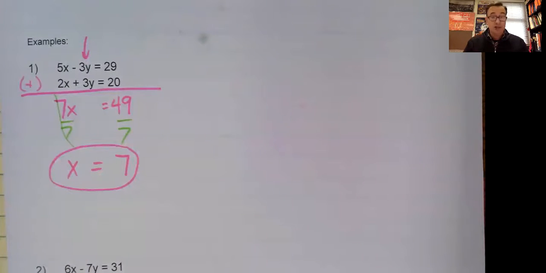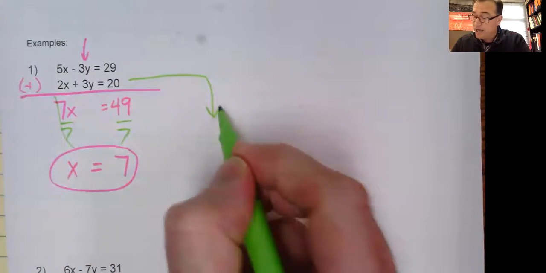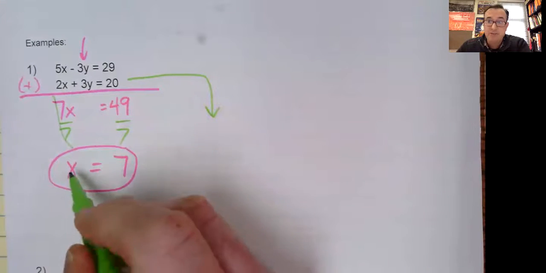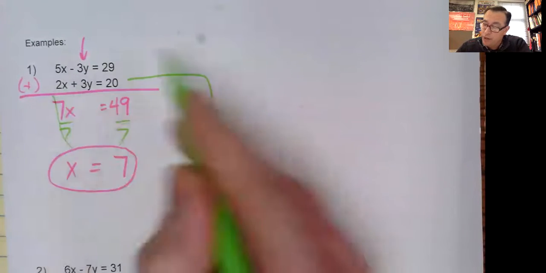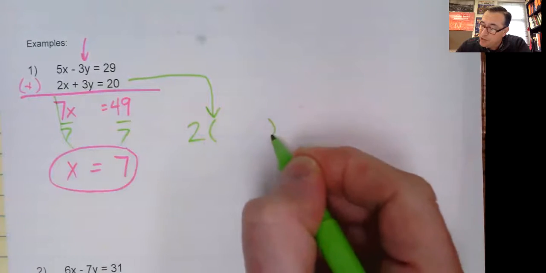Now, legitimately, guys, you can plug this into either of these two equations. I used the top equation the last time. For this one, I'm going to use this equation. And I just kind of tend to write it here. This is the variable I now know. So I go back into this equation, rewrite it, and wherever there was a variable, I'm going to replace that with parentheses.